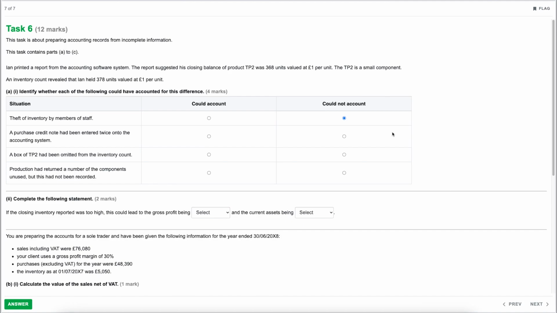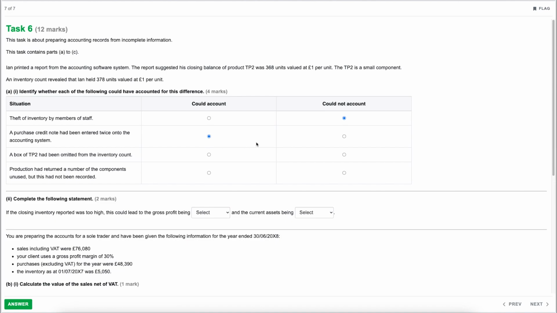The next one, a purchase credit note has been entered twice onto the accounting system. So that one could be a reason, because if we think about that one, if a credit note's been entered twice on system by accident, presumably, that would lower the amount within the inventory by too much because we've entered it in twice. Now, because the inventory on system is lower than the physical count, that could be a possible.